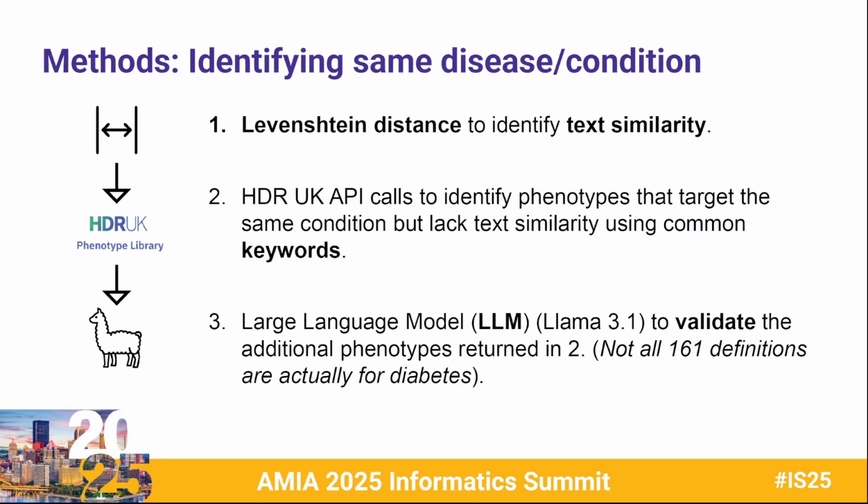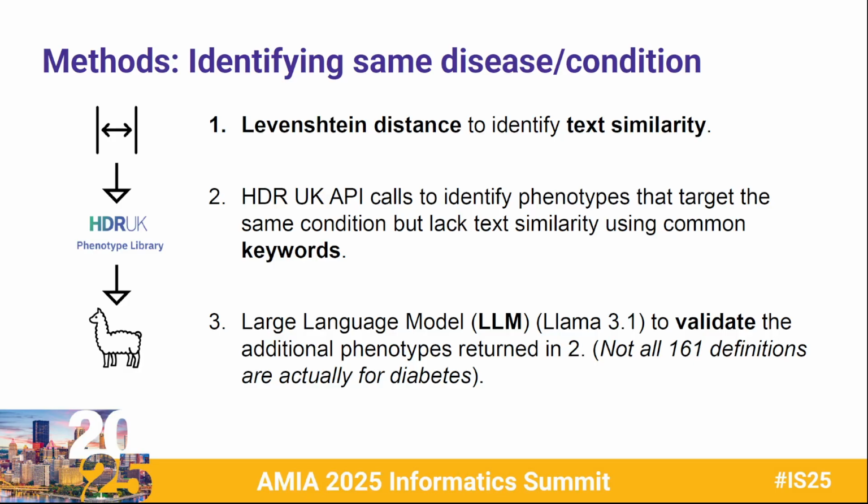To solve the first problem, to identify groups of phenotypes that identify the same disease or condition, first of all, we looked at the names of various definitions and compared the text similarity there using Levenshtein distance. To complement this, we then also leveraged the HDR UK library API, to which you can submit a keyword, in this case the name of a condition such as diabetes, and you can get back all the other stored definitions that have that keyword. And what we hypothesized is that this would give us a broader collection of phenotypes that are related but don't have a high text similarity.